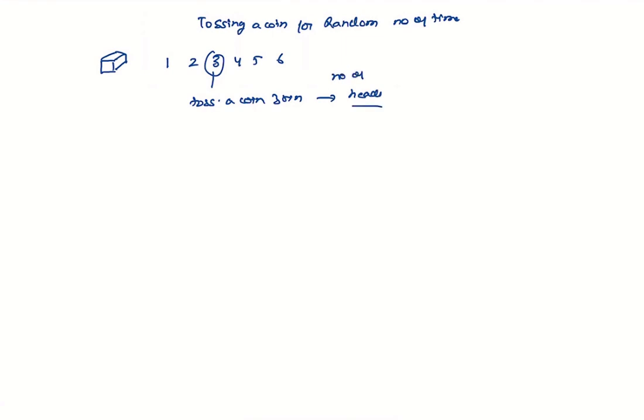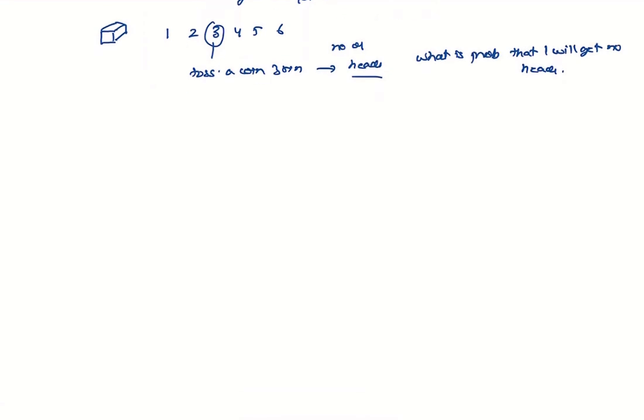And the question is, what is the probability that I will get no heads? So the question is probability of no head and 1 in die roll plus probability of no head and 2 in die roll.